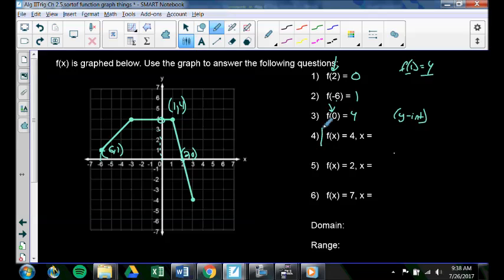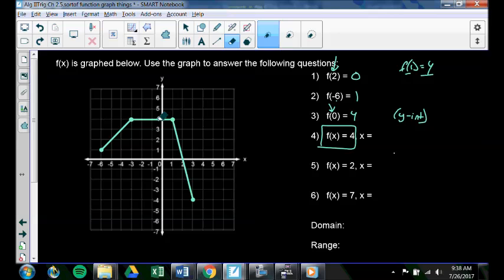Now this is doing something different. In fact, pause this for a second and see if you can figure out what this problem is asking us to do. It's saying the y value is 4. So what's the x value? What's the input? Where on the graph do we have y values of 4?